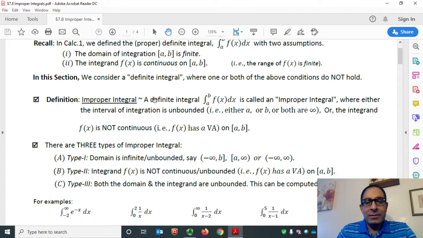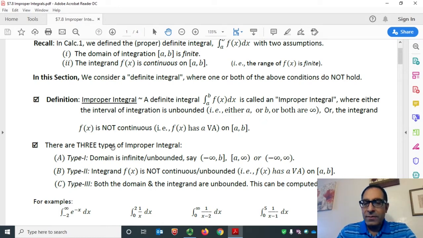Improper integral: the definite integral of f(x) dx from a to b is called an improper integral when either the interval of integration is unbounded, that is either a is infinite or b is infinite, or both a and b are infinite, or the integrand function is not continuous, that means the function has a vertical asymptote on the interval [a, b].